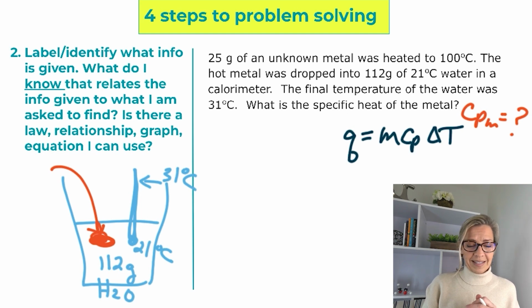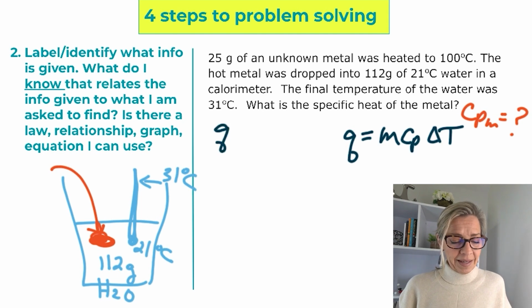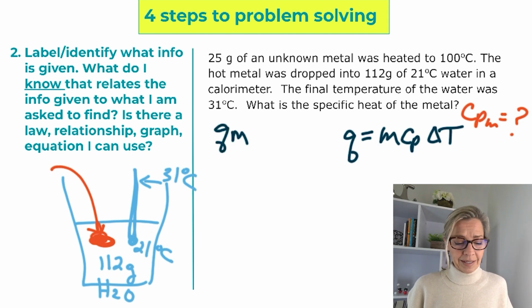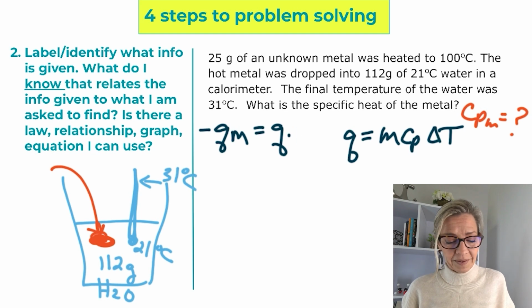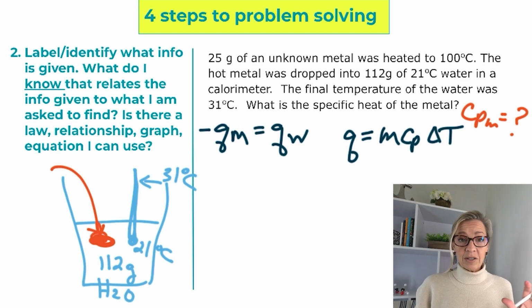Well, there are two parts of this. I've got the metal, and then I've got the water. And so what I need to know is this very thing right here. The heat that the metal loses is equal to the heat that the water gains. I'll use W for water. Okay, so if the temperature of the water goes up, where did the heat come from? It is the heat that the metal gave up. So basically, I am going to use this Q equation for the metal and for the water and set them equal to each other.